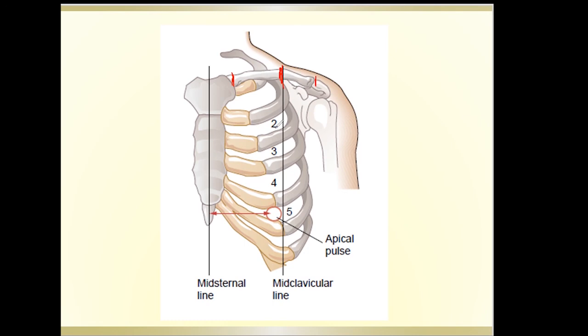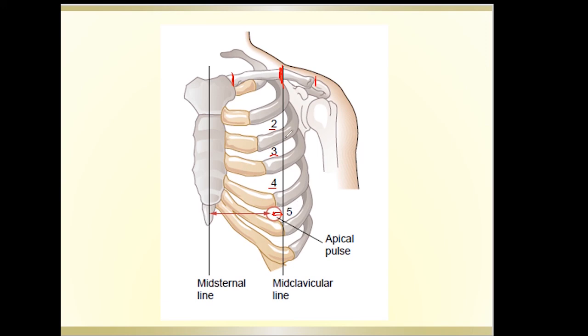Then we calculate the intercostal space: second, third, fourth, and the fifth. They're talking about 0.5 to 1 centimeter. It means they calculated the center here to the midclavicular line. So that's a distance of 0.5 to 1 centimeter there.